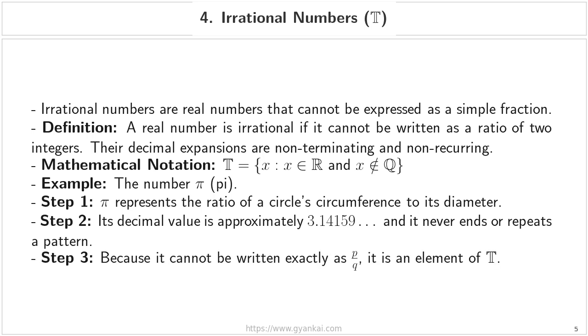Finally, because this value cannot be written exactly as p over q, where p and q are integers, we conclude that pi is an element of the set T. This brings us to a very important point that we will see in the next slide: how all these different sets, the natural numbers, integers, rational and irrational numbers, actually fit together into one big hierarchy.